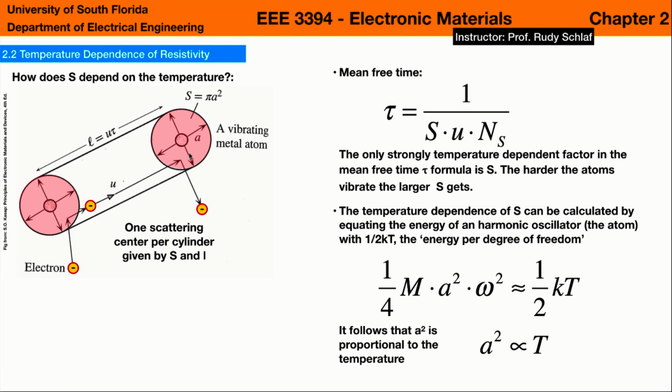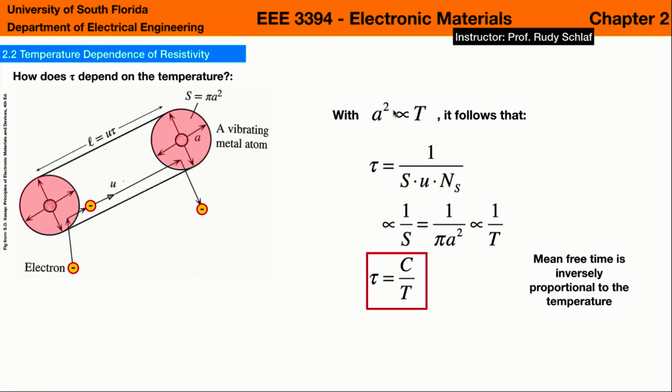Since the atoms are vibrating, their energy is 1/4 times the mass times the vibration amplitude times the vibration frequency squared. And that, of course, as we know now, should be similar to 1/2 kT, which is the energy per degree of freedom. And so from this, we see immediately that the amplitude of the oscillation squared is proportional to the temperature. So we get this relationship.